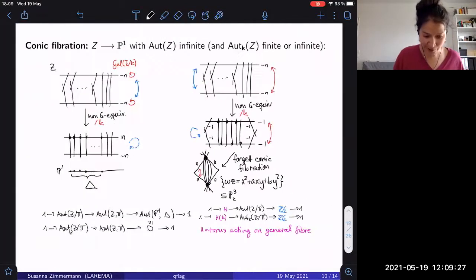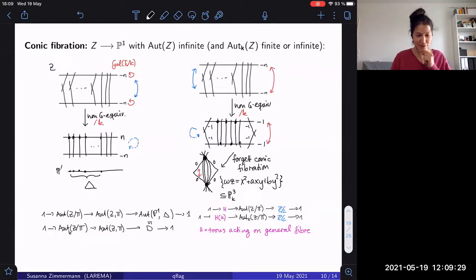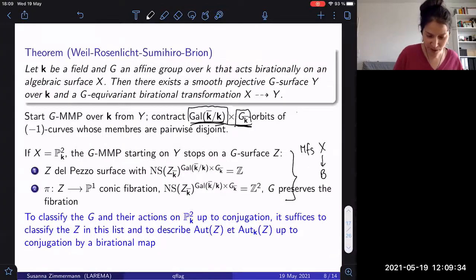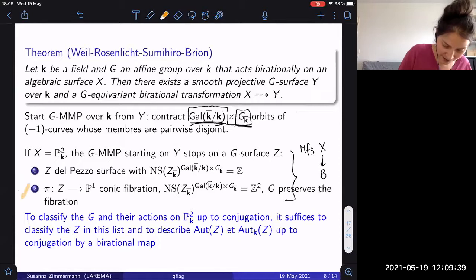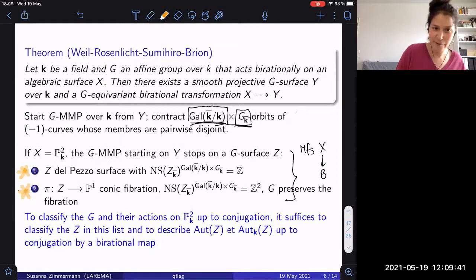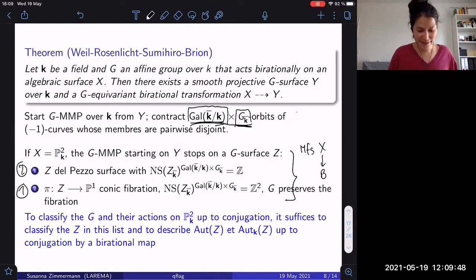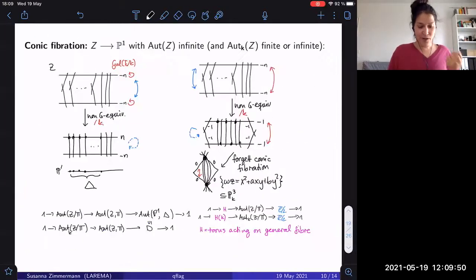Right. So let me first look at the conic fibration case. So here I'm first doing this case and then this case. Okay, so it's more like a 1, 2. So for the conic fibrations, it turns out that there are only 2 cases.